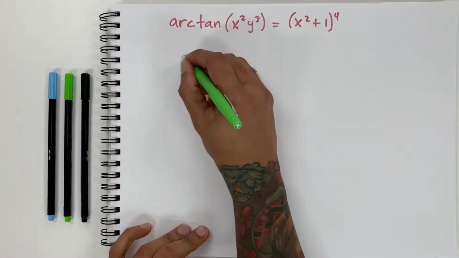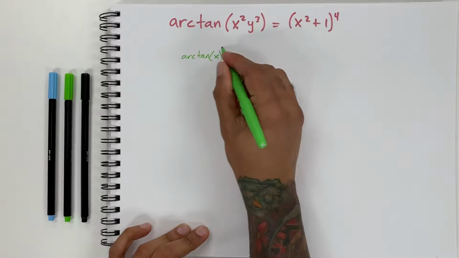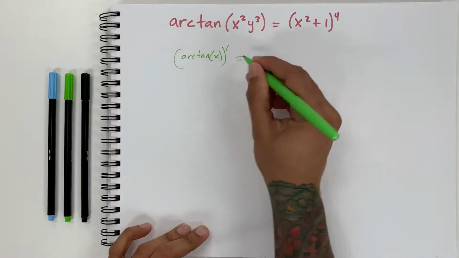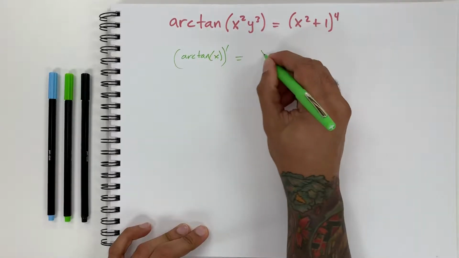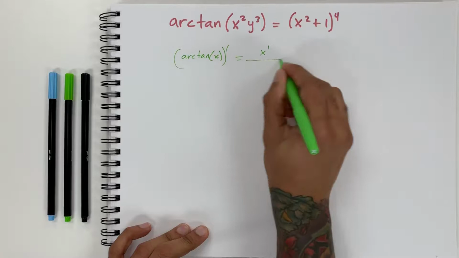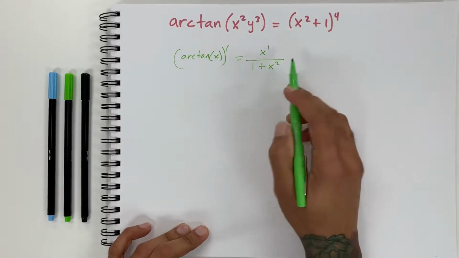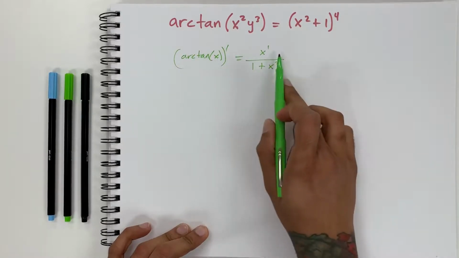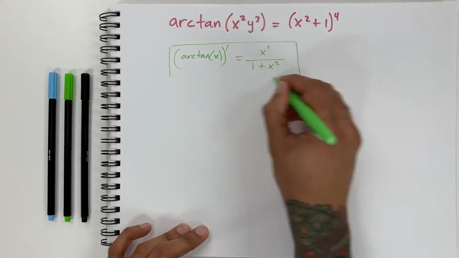So arctangent, let's say just of x, right? And let's say we take the derivative of that. So we're going to have the derivative of whatever's in here, we're going to have the derivative of that over 1 plus x squared, whatever's in here squared. So this is the derivative of arctangent. Okay, so that's the first thing we need to know.